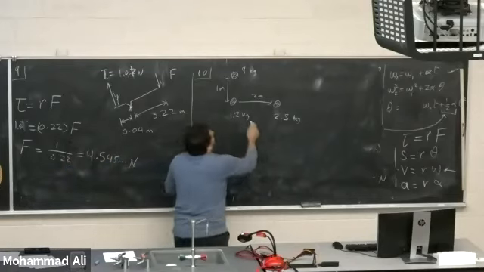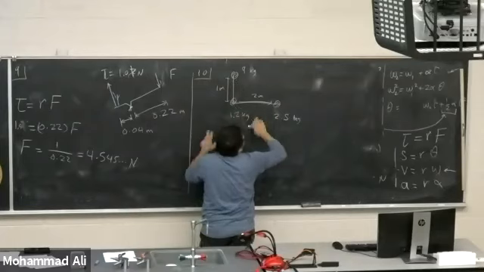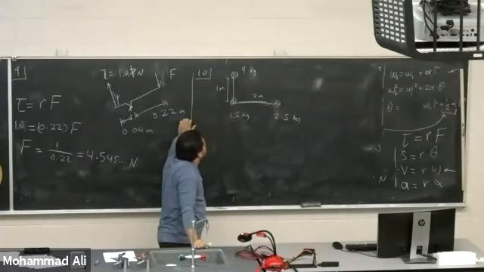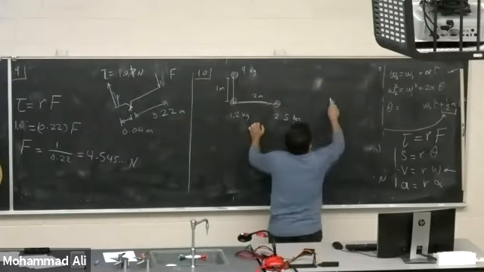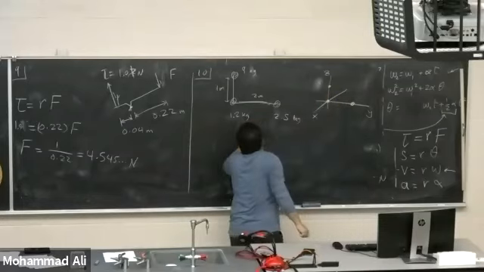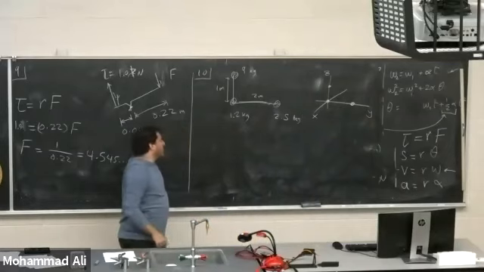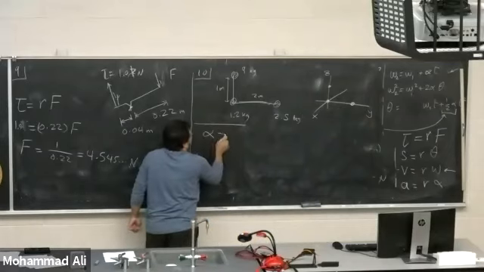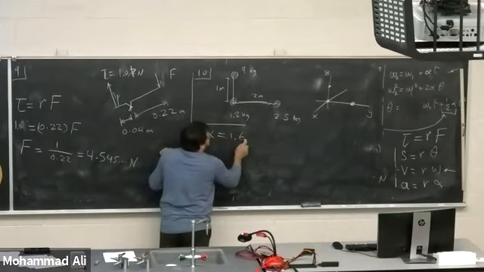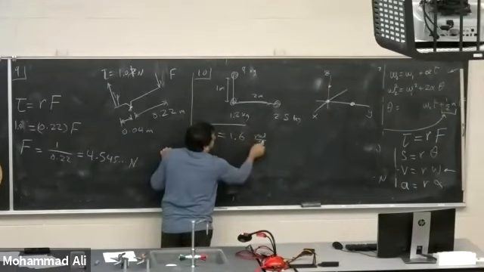These masses are connected with light rods. Light means there is no mass for the rod between them. We have X, Y, Z. We have a mass here, and a mass here. This is X, Y, and Z. We have an angular acceleration, alpha, equal to 1.6 radians per square second.